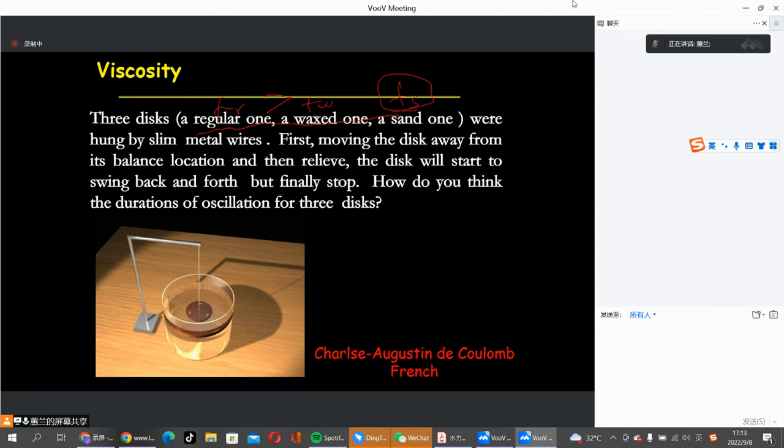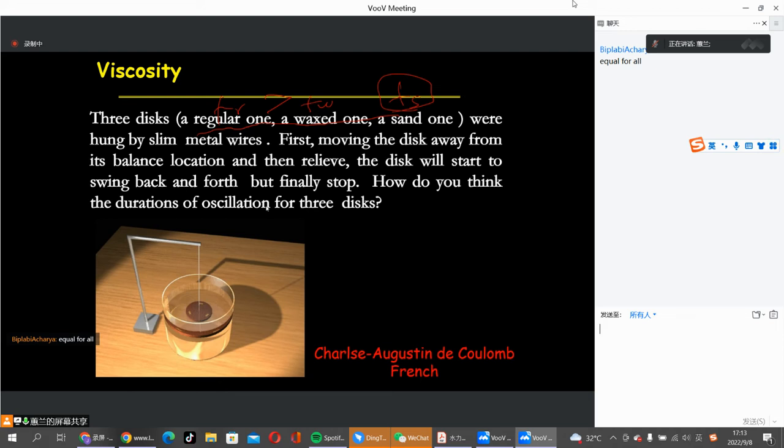If we move the disc away from its balance location and then let go, what will happen? It will behave like a pendulum, right? It will swing back and forth. But because of the drag force by the water, it will finally stop. How do you think the duration of oscillation compares for the three discs? Can you tell me? Can you try your answer? Which one is longest, or are they equal for all?